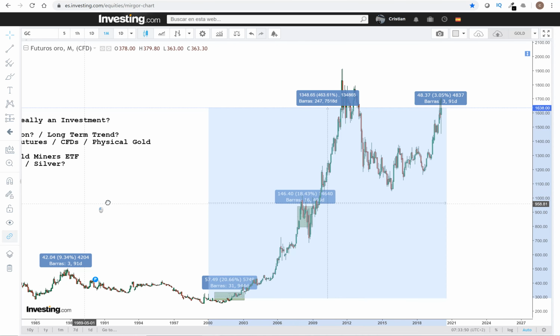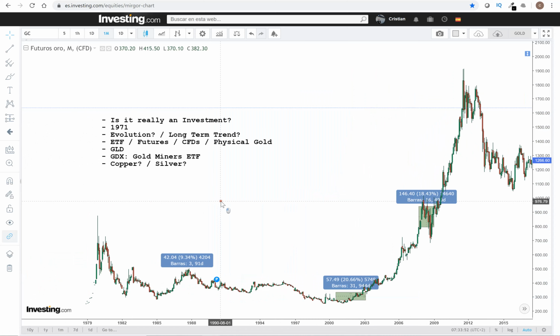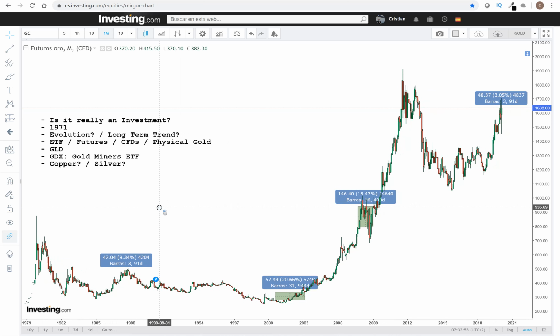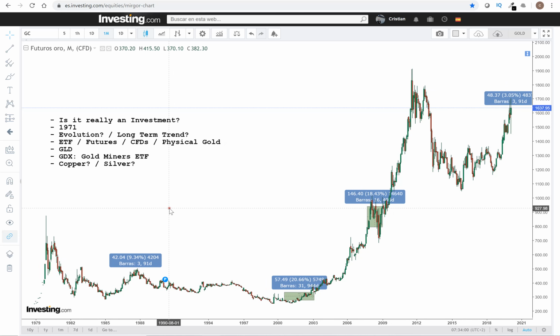What else? When we try to invest in different types of assets that have a behavior to protect against crisis, we always think about gold. But other alternatives could be copper or silver, which are also commodities that we can buy through futures, CFDs or ETFs. So maybe in the future, we are going to do other videos analyzing copper or silver.